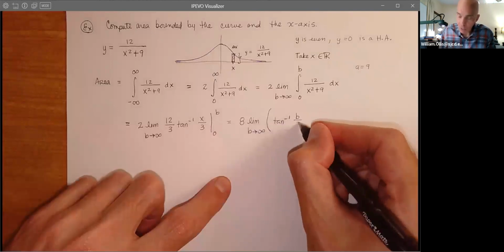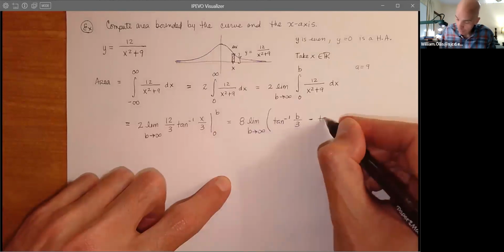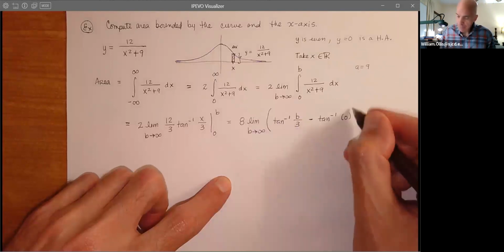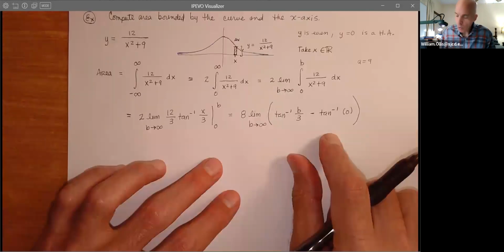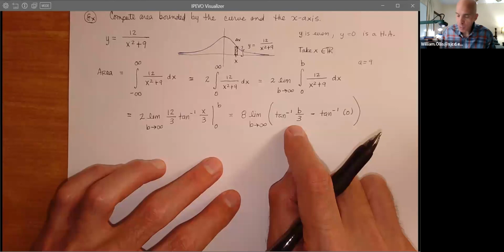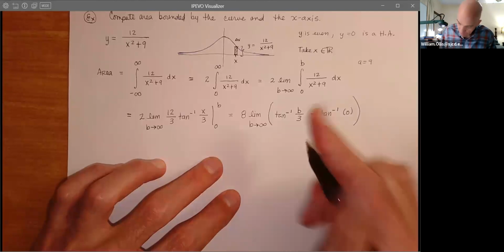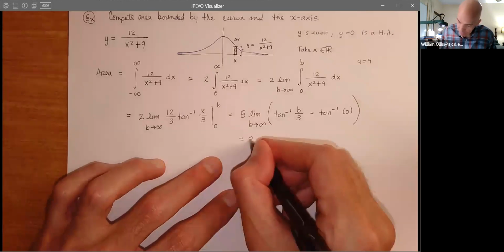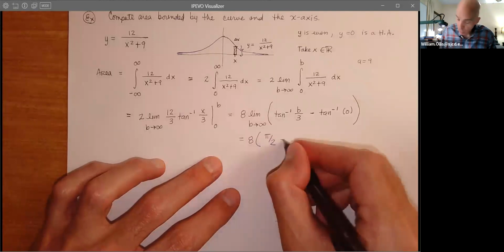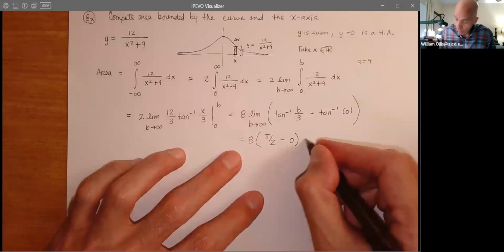Again, we know it's bounded above by pi over 2. So again, the same computation. So now, just like we had before, the inverse tangent of 0 is 0. And of course, as b passes to infinity, this is just bounded above by pi over 2. So this is 8 times pi over 2 minus 0. And of course, the 2 into the 8 is 4. So you just get 4 pi.